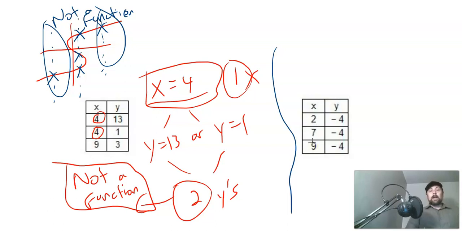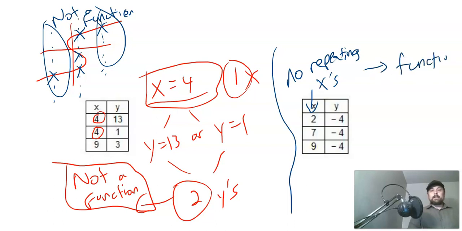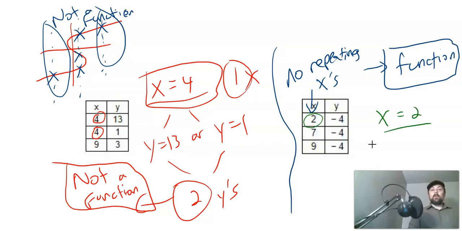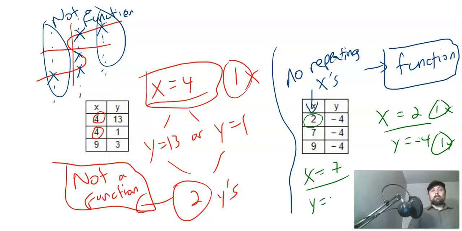And because no x values are repeating here, right? No repeating x's, this will be a function. And the reason is, when you pick a number for x, how many answers can you get for y? So if I pick x equals 2, what is it possible for y to equal? Well, -4, that's it, right? So 1 x, 1 y, right? That's how a function should behave. You pick a value for x, there's only one possible answer for y. What about when x is equal to 7? What can y equal? Well, -4.